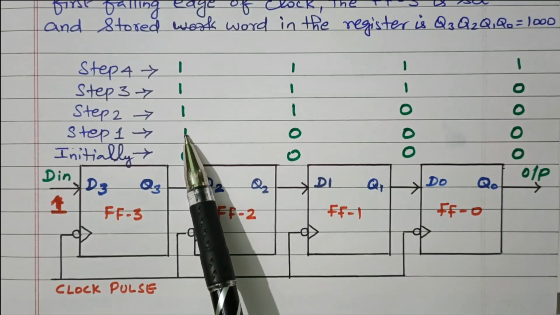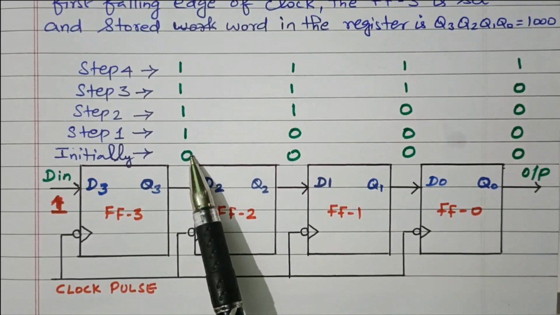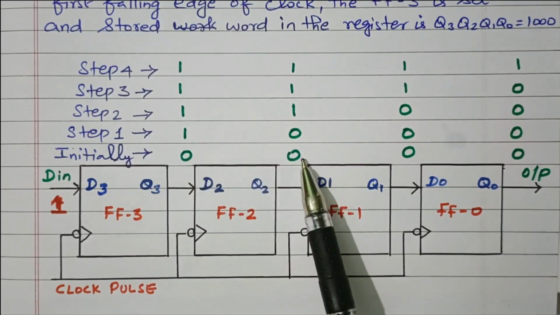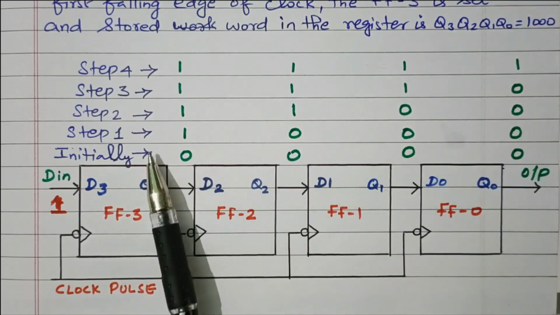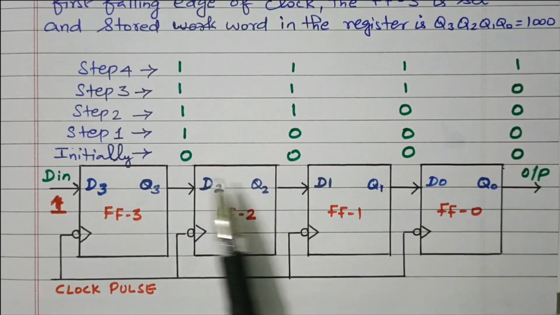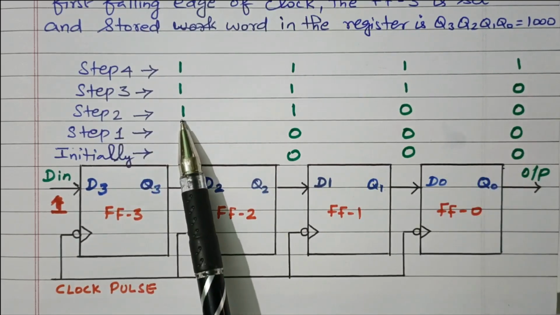Right? So we are applying 1. So that this 0 will appear to the next flip-flop. This 0 applied to the next flip-flop. This 0 applied to the next flip-flop. The data is moving in forward direction. In step 2, again one more 1 is applied.